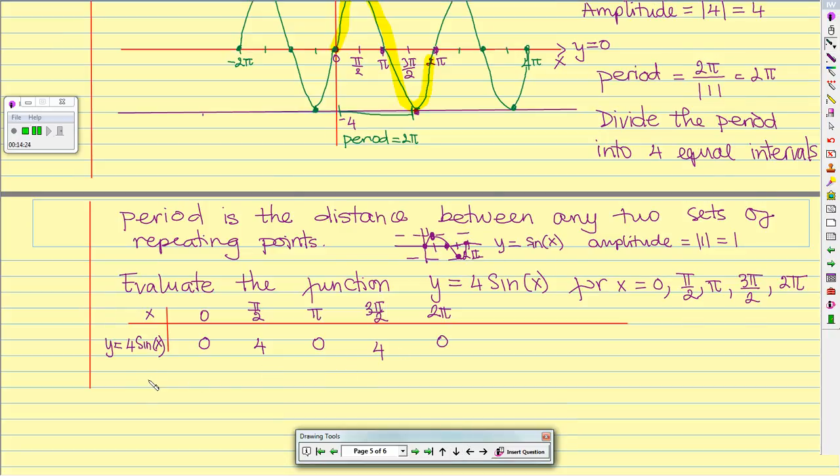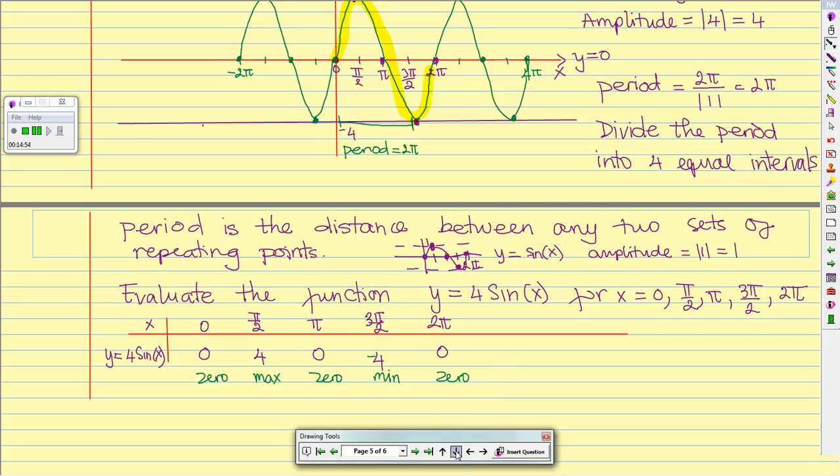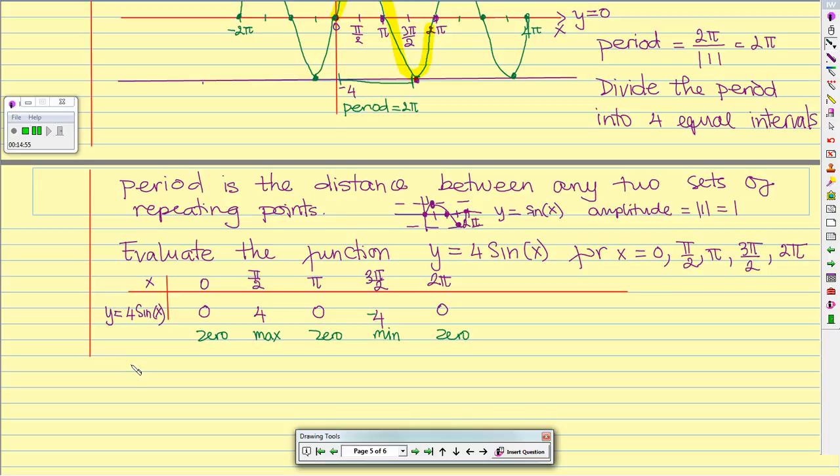So I can make a note right here that the pattern will be 0, max, 0, min, I'm so sorry, this is min, and then 0. So what we did in the last step was that after we graphed one period, lastly we graphed additional periods.